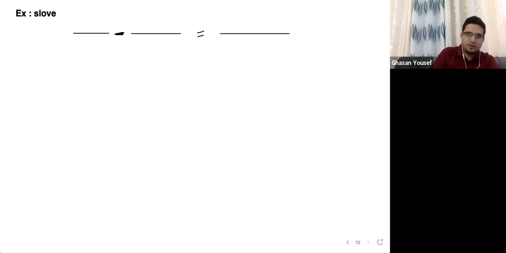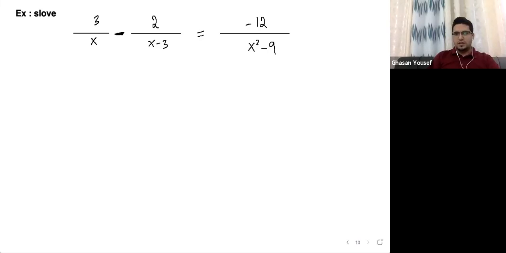So here we have 3 over x, and here we have 2 over x minus 3, and here we have minus 12 over x squared minus 9. This equation again is not a linear equation and is not at the same time a quadratic equation. Why? Because we have a fraction. You see the fraction? Because we have a fraction, this is another type of equation.